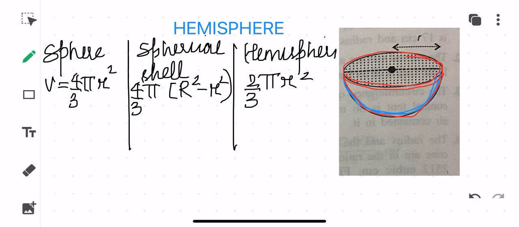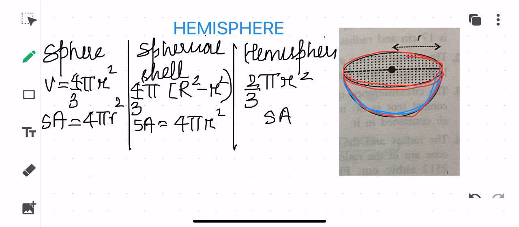Here the surface area is equal to what? This is equal to 4 pi r square. Here also we have surface area, which will be equal to 4 pi r square, because that is what is visible to us. And here the surface area is being divided into two parts. One is called what? Curved surface area, and the second one is called total surface area.